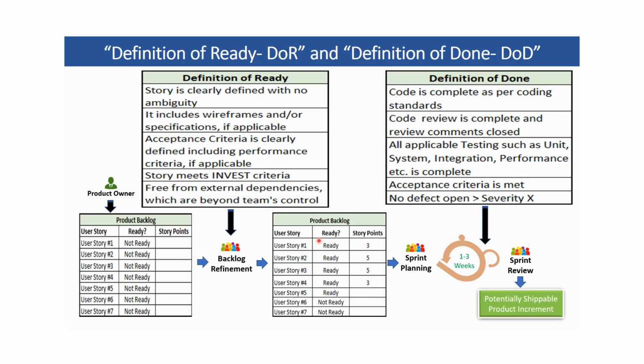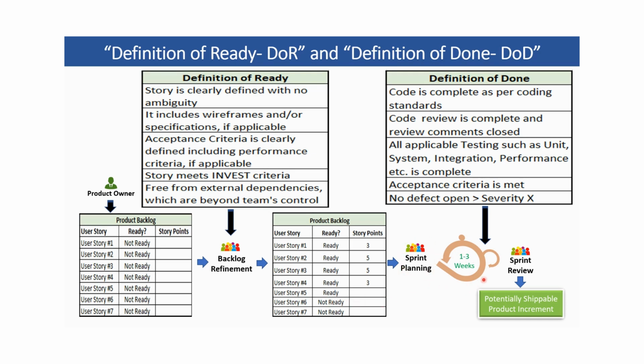So as you can see, after refinement call, some stories which were not ready became ready after the refinement, and some are still not ready. Maybe those require more clarifications, or those are too big. They need to be broken down into smaller stories.